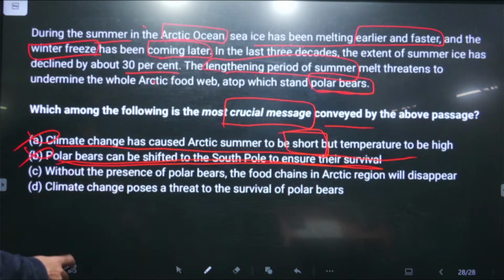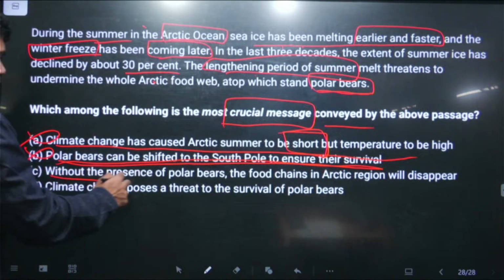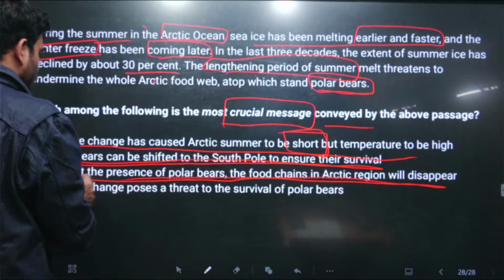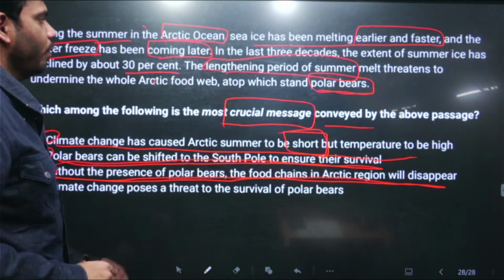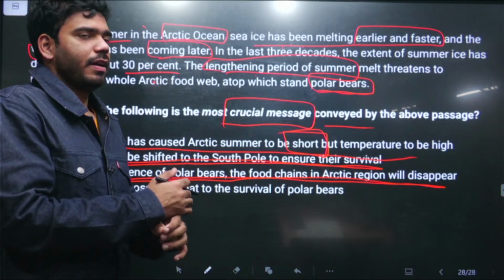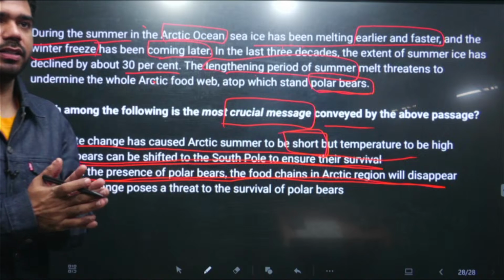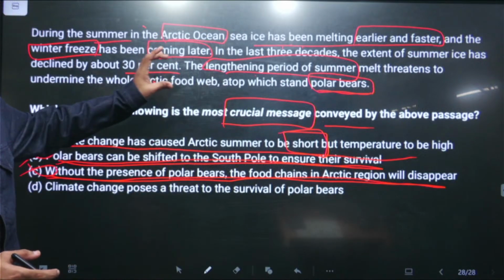So this statement is also clearly wrong. Third is saying without the presence of polar bear, the food chain in the Arctic region will disappear. This is also an unrelated thing. Nowhere has the top predator been mentioned. If this has been removed from the food chain, the complete food chain will get destroyed. So nowhere in the paragraph are these kinds of things mentioned.